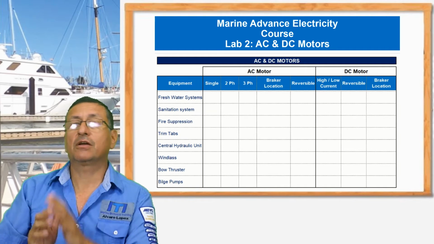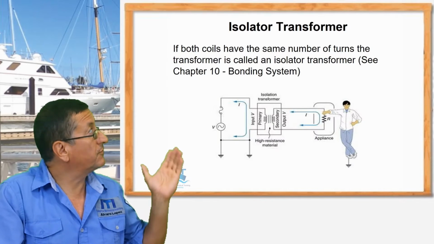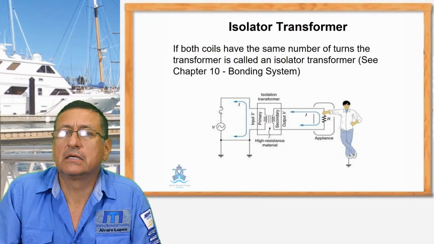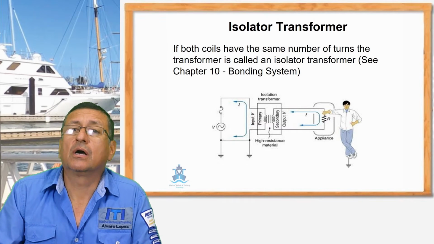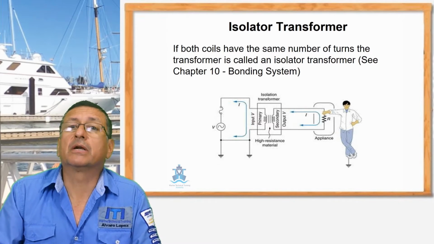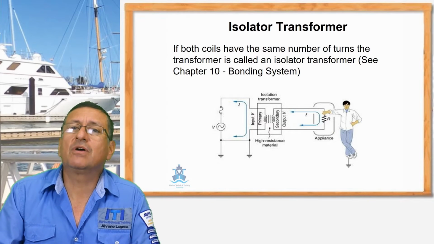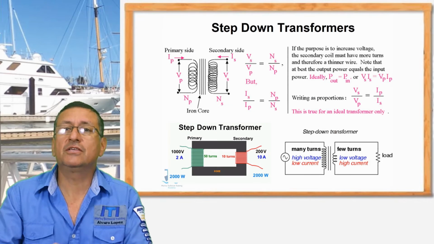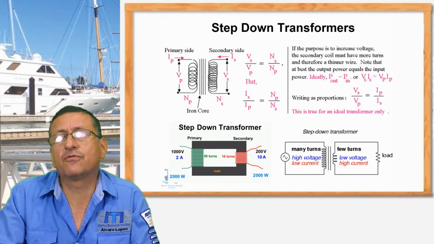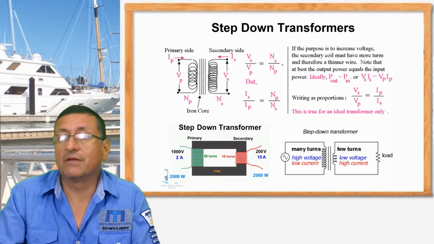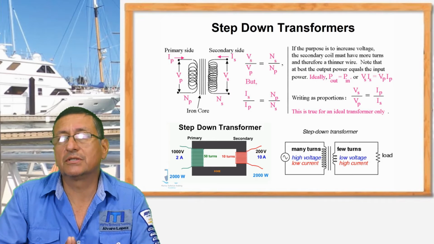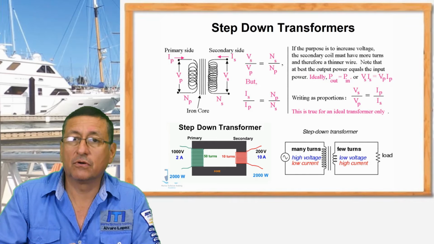The last part, the second part of this project, is about the transformers. If you have a boat, we are going to identify where the isolator transformer is located. And try to check if you have step-down transformers or step-up transformers in your boat. In some European boats, there are step-down transformers to reduce the voltage from 230 to 110. And you find those step-down transformers in the AC cabinet.